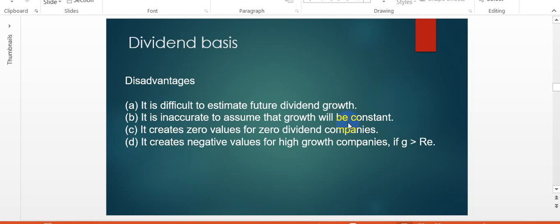The third disadvantage is that it creates zero values for zero dividend companies, since you are unable to compute the value of the company with a zero dividend. But that doesn't necessarily mean that that company has got a zero value. The fourth disadvantage is that it creates negative values for high growth companies, for example, where the growth is higher than the Re, the cost of equity.